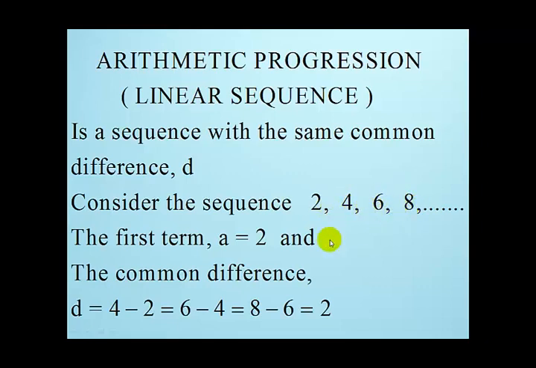Now, how do we find the common difference? The common difference, D, is equal to 4 minus 2, or 6 minus 4, which is the same as 8 minus 6, and the answer is 2. That is how we have 2 as our common difference. This means that the common difference is the second term minus the first term, or the third term minus the second term, or the fourth term minus the third term, and this will give you the same answer, 2. That is how we find the common difference.